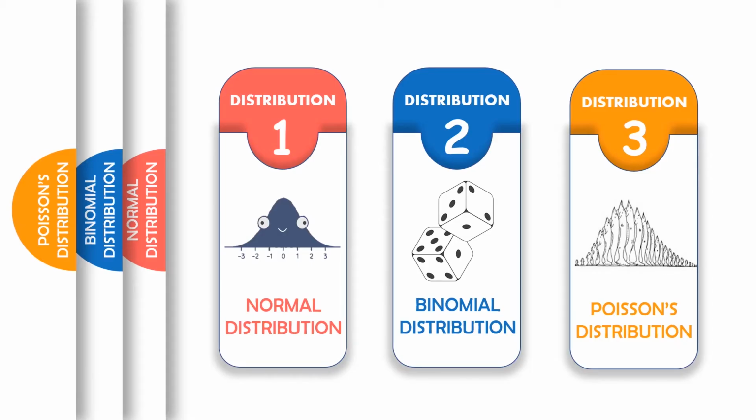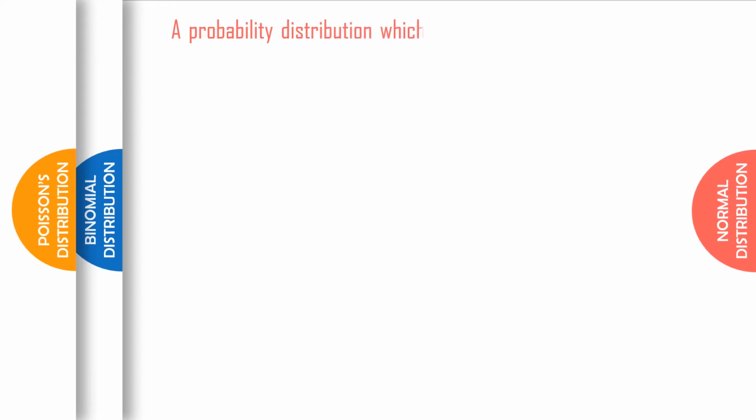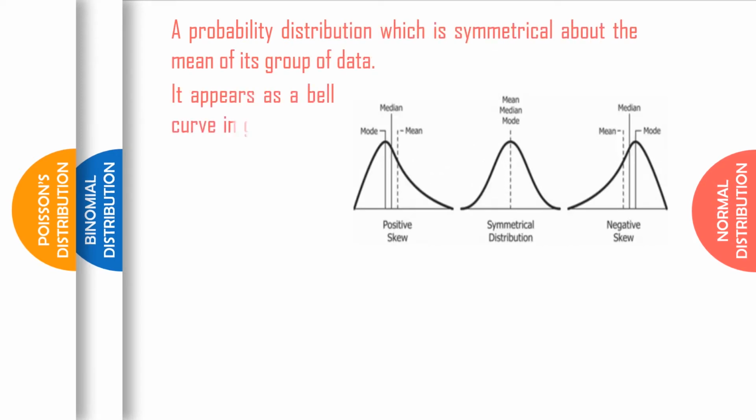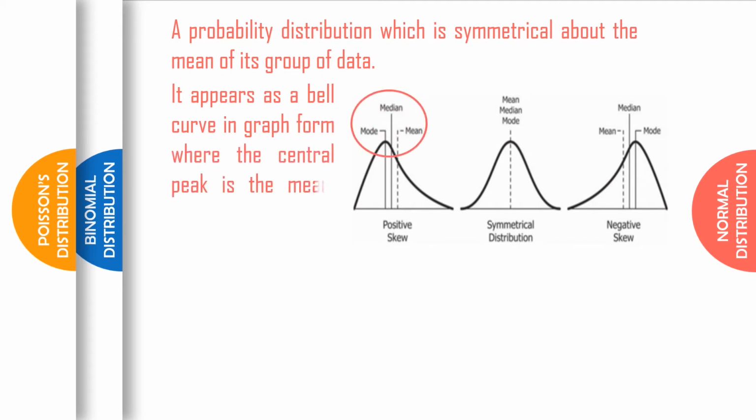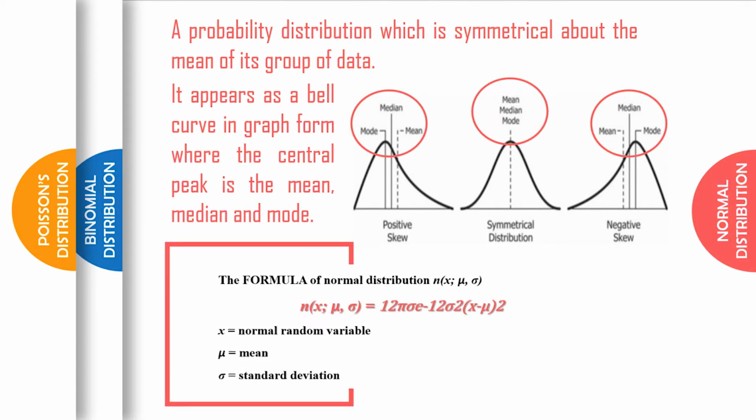Next, let us briefly explain what normal, binomial, and Poisson distributions are. Normal distribution is a probability distribution which is symmetrical about the mean of its group of data. It appears as a bell curve in graph form where the central peak is the mean, median, and mode.